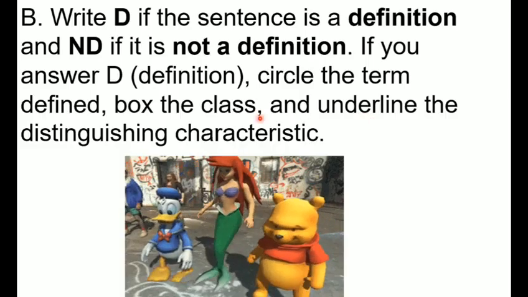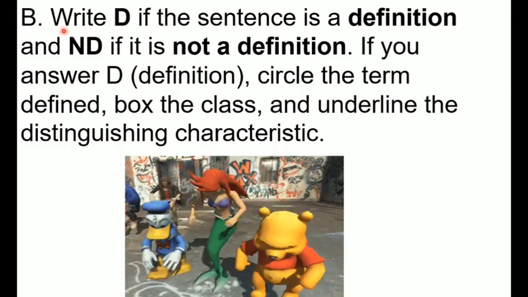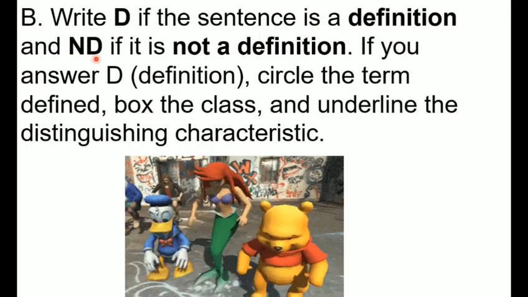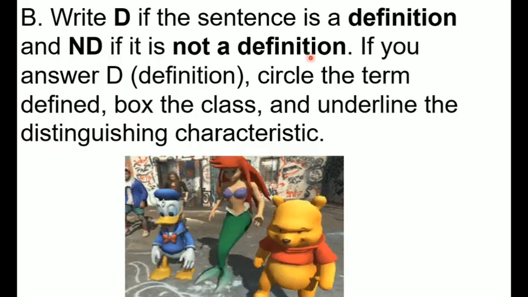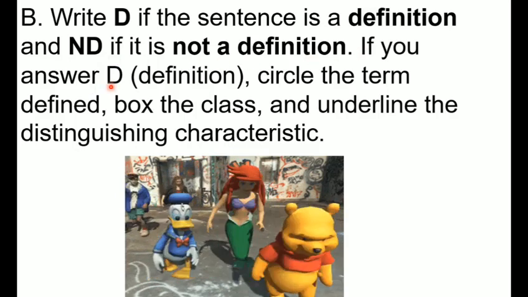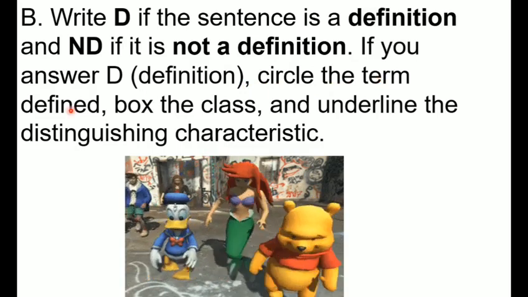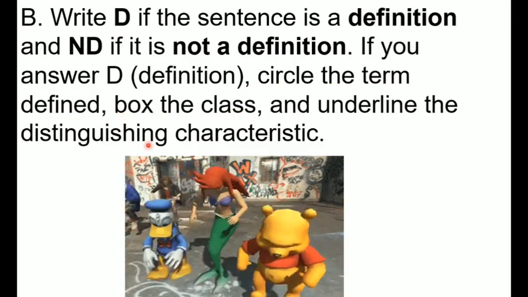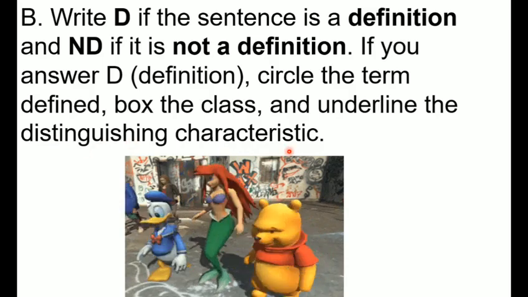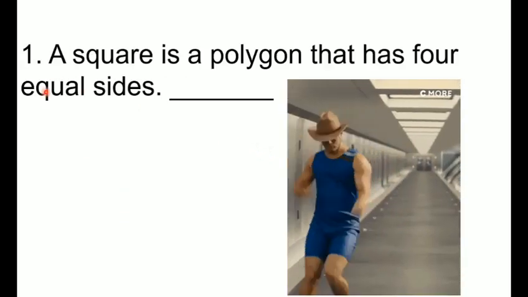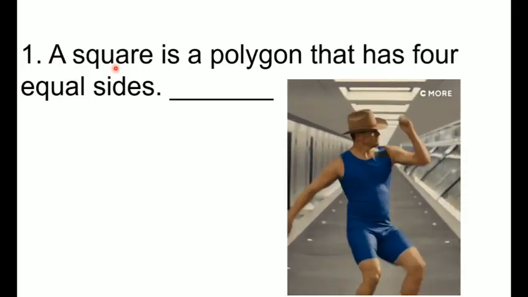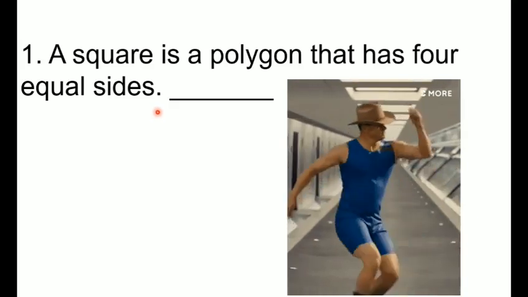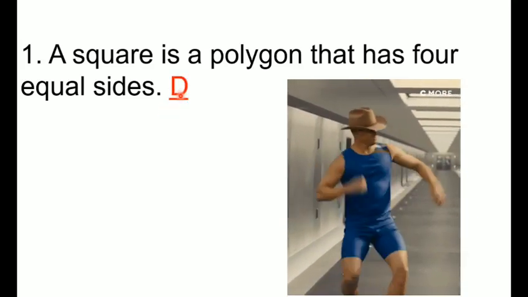All right. Now, for the part B. Write D if the sentence is a definition, and ND if it is not a definition. Now, if you answer D, circle the term defined, and then box the class, and underline the distinguishing characteristic. All right, let us proceed. Number 1. A square is a polygon that has 4 equal sides. Okay. Answer here is D. This is a definition.